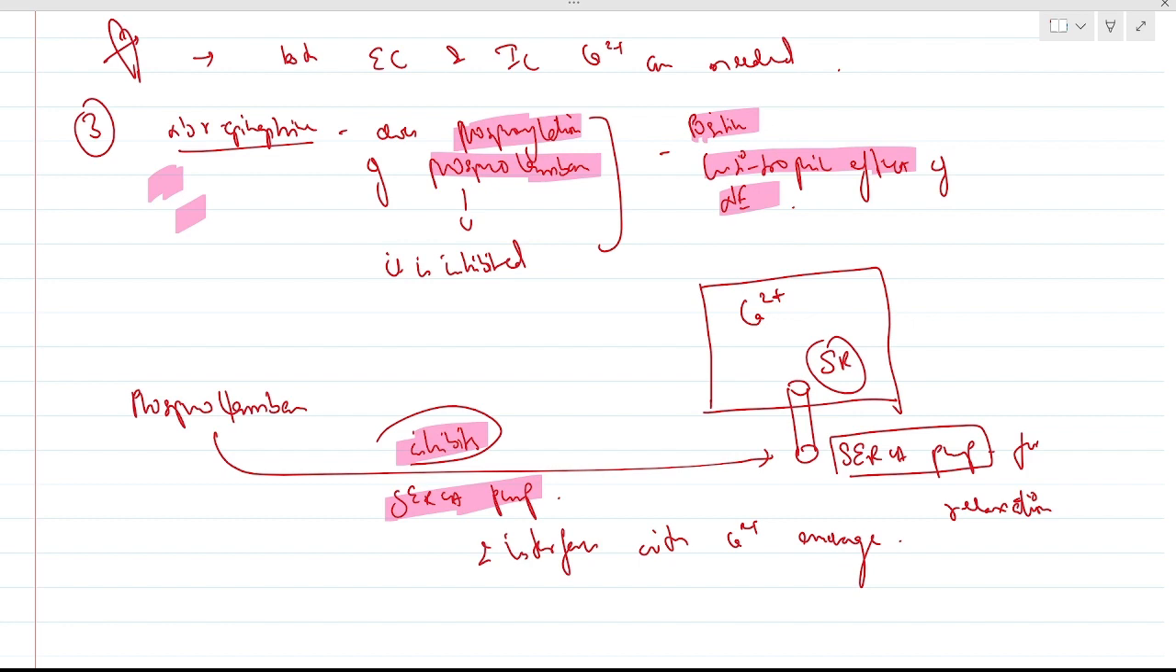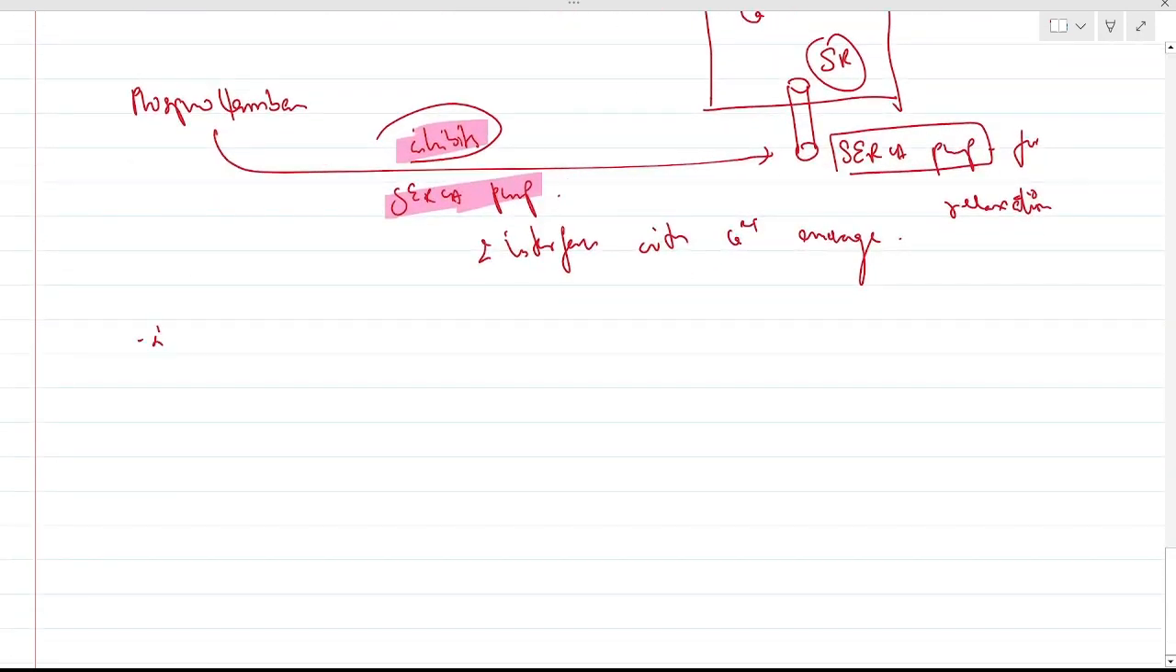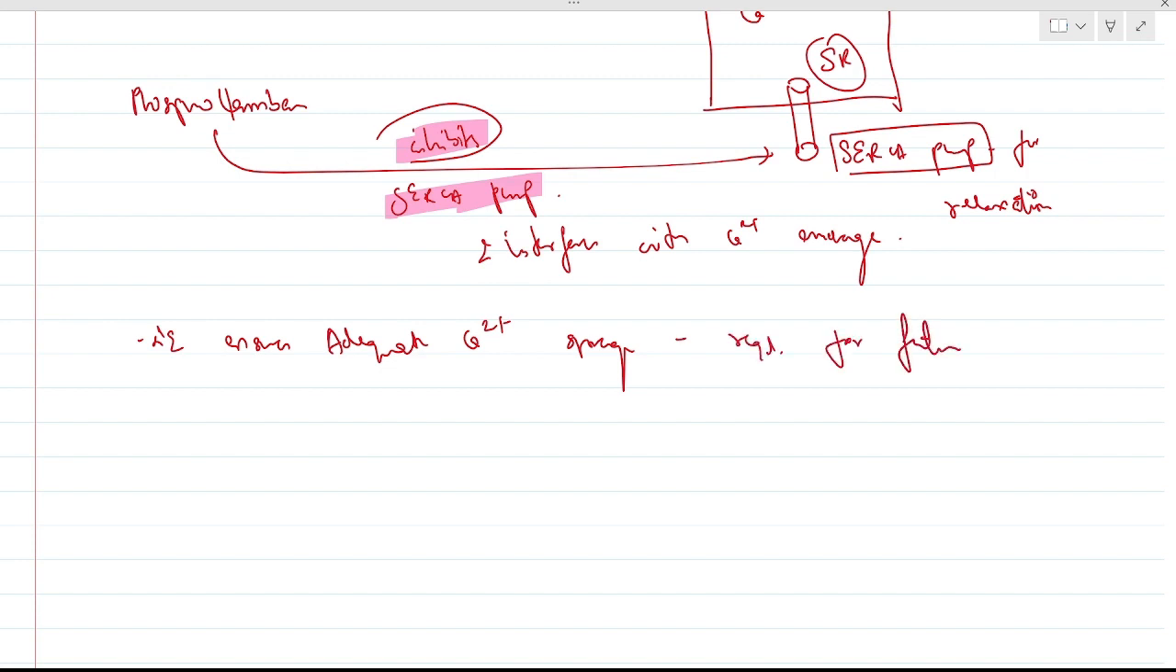Now this norepinephrine ensures adequate calcium storage required for future contractions, called the positive inotropic effect.